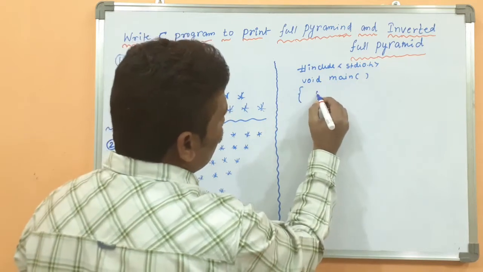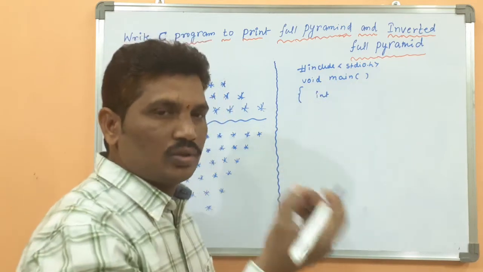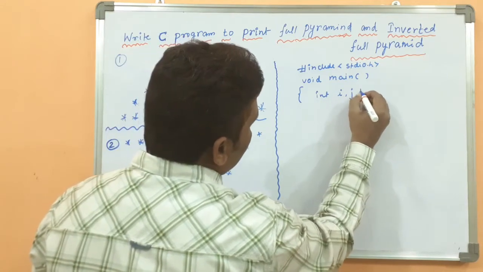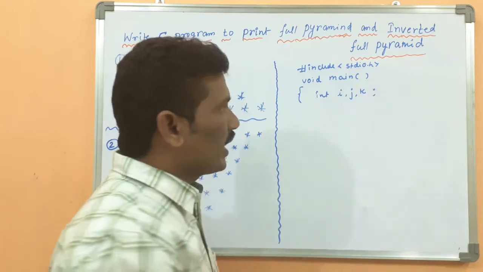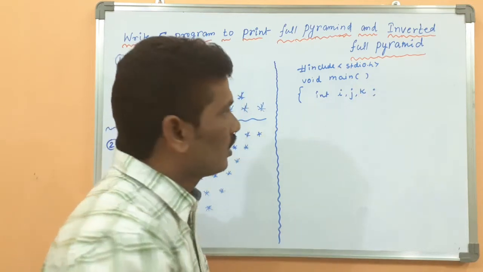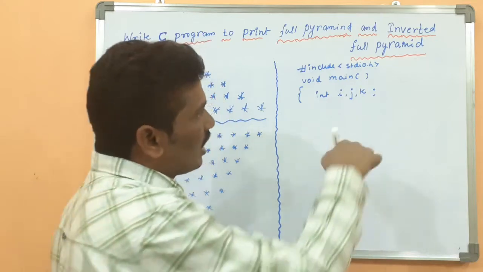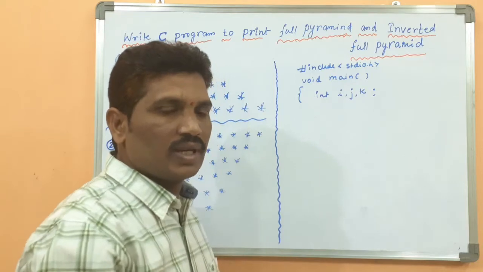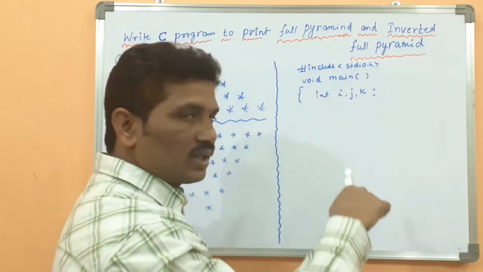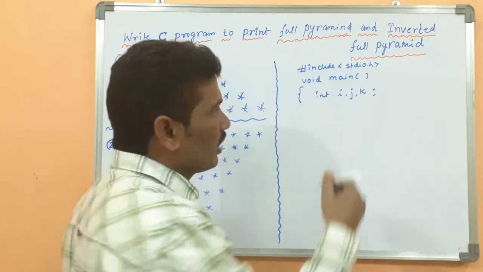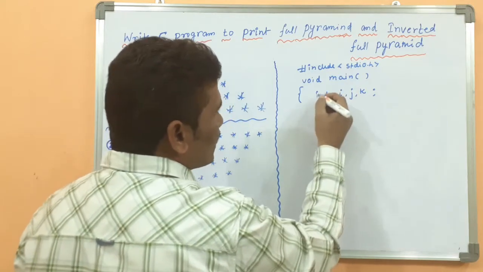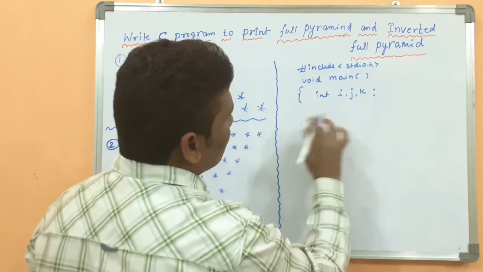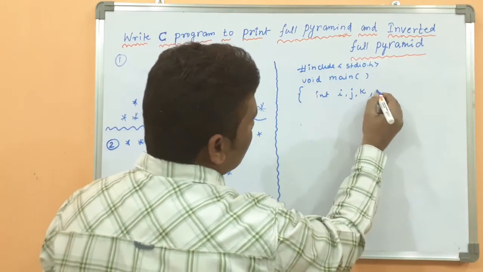Declare the variables you require before using them: int i, j, k. I require 3 variables. If any more variables are needed, I will declare them later. So three variables are declared as integer data type here. Another variable is also required here, n, for the size.